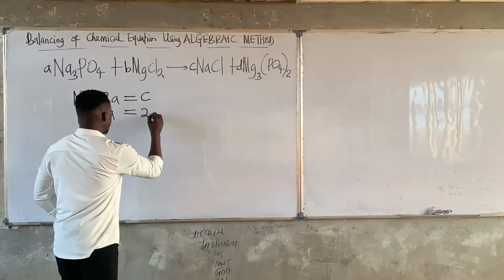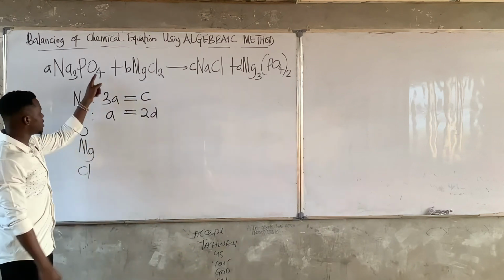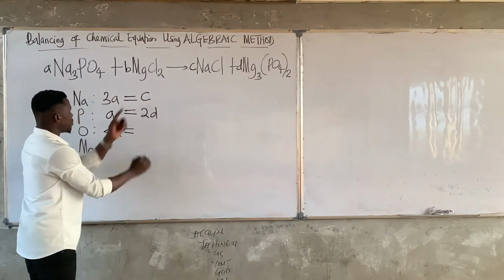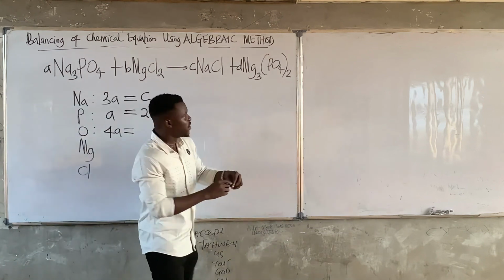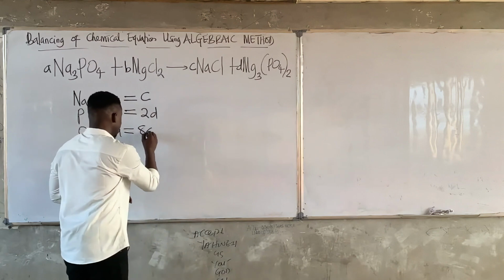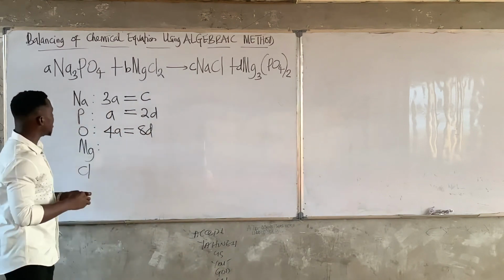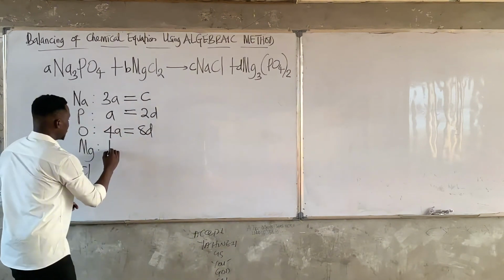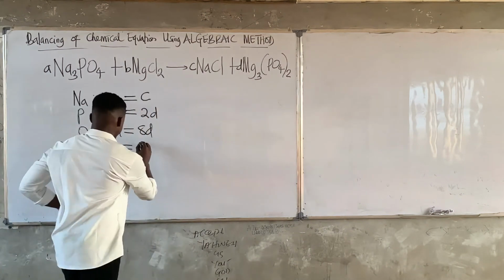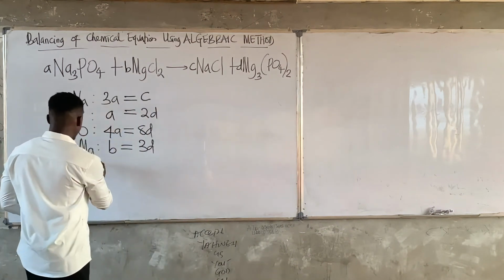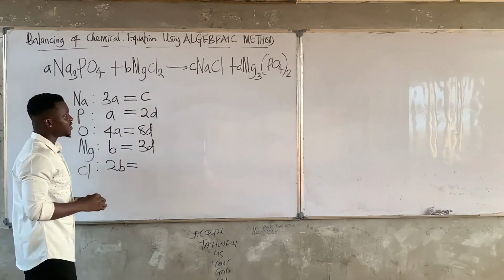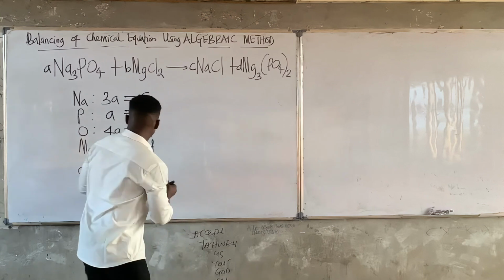So phosphorus is 2D. Oxygen is 4. 4 times A is 4A. There is no oxygen here, so we'll move to the product side. You can see oxygen is 4 times 2 here, that is 8. 8 times D, that is 8D. Now, magnesium is 1B equal to 3D here. Chlorine is 2 here, 2 times B is 2B. This is equal to 1 times C, which is C.